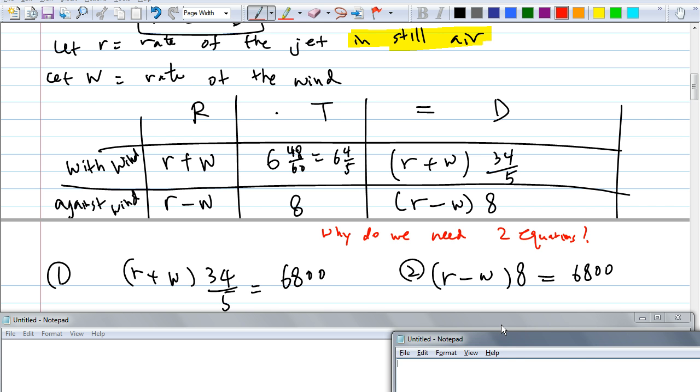Didn't we usually do this: if you're going the same distance, why don't we make these two distances, with the wind and against the wind, equal to each other? R plus W times 34 over 5 equals R minus W times 8. Why don't we do it that way? Why do we separate it into two equations? Because don't they represent the same distance? Do you know what I'm talking about? Why don't we make this distance right up here equal to this distance right down here? Because it's the same distance. Why can't we just do that? Didn't we do that before in first semester? Yeah, Alvin?